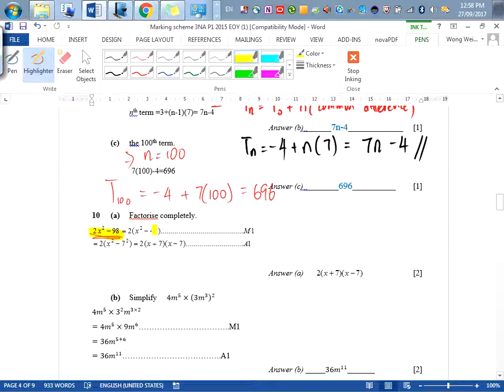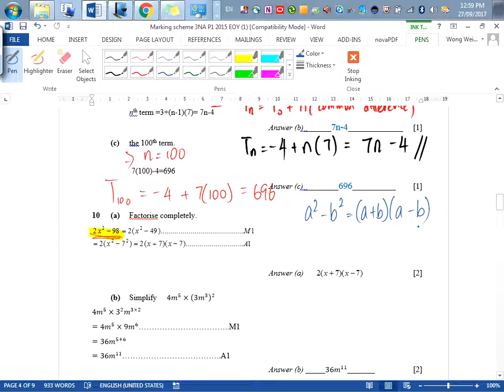Should we stop there? Why not? I need you to recognize that 49 is a perfect square. It is a special number just like 36, 25, 16, 9, 4. This is equal to 7 squared. So we end up with 2 times (x squared minus 7 squared). And we recall our formula for these special expressions: a squared minus b squared is equal to (a plus b) times (a minus b).